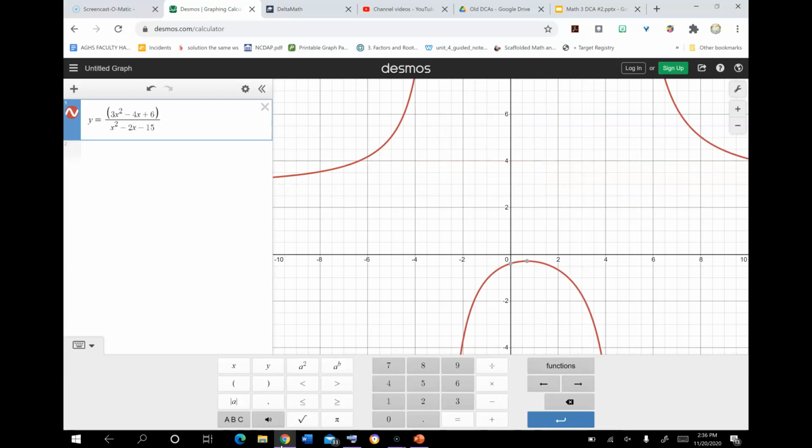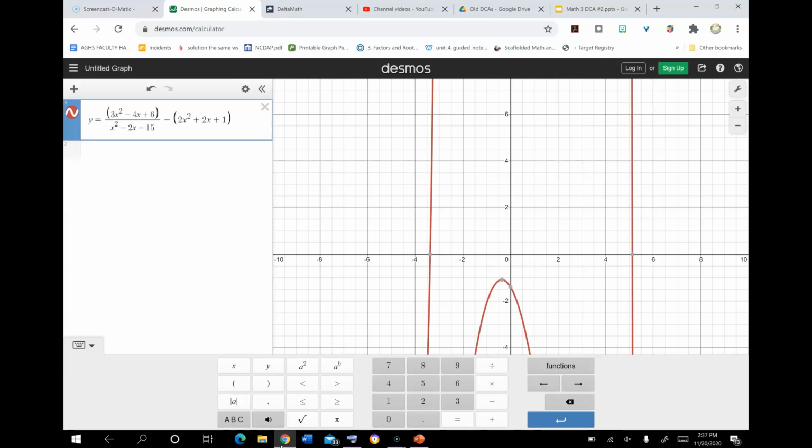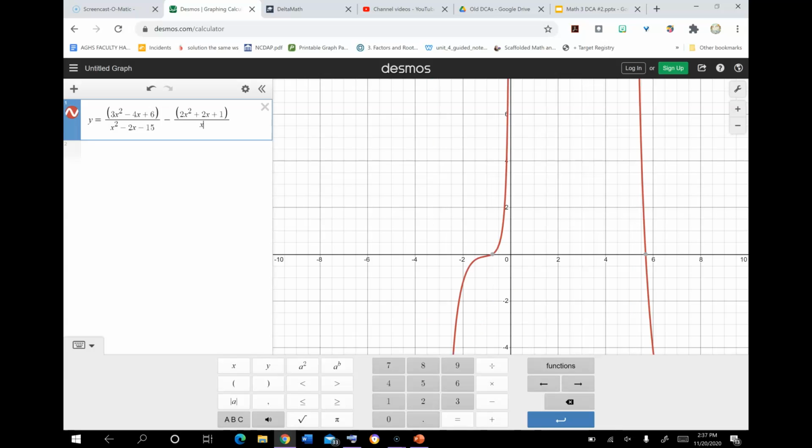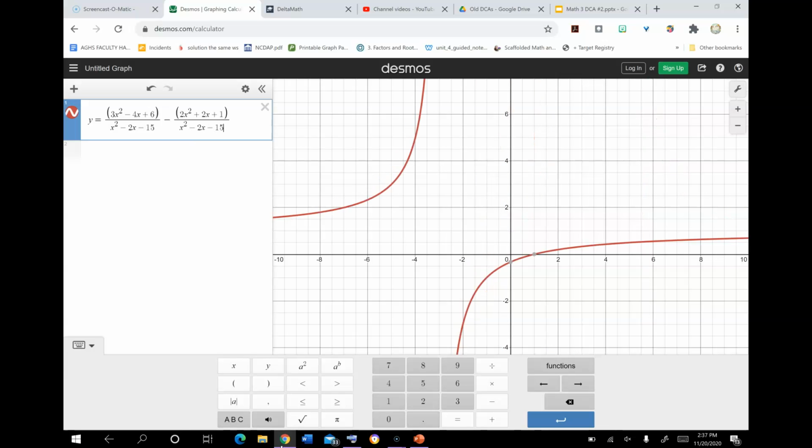Tab out, and then we're going to subtract parentheses 2x squared plus 2x plus 1, close the parentheses, and I forgot the 1, divided by x squared minus 2x minus 15. So I need to see which answer choice gives me this graph. Answer choice A was y equals x plus 1 divided by x minus 3.